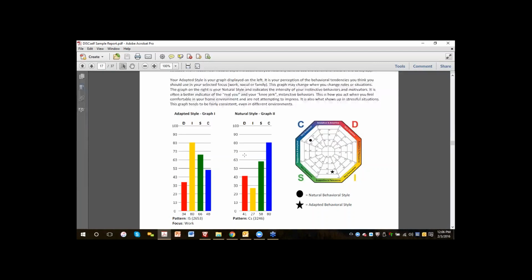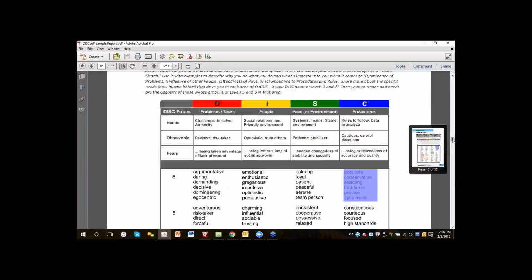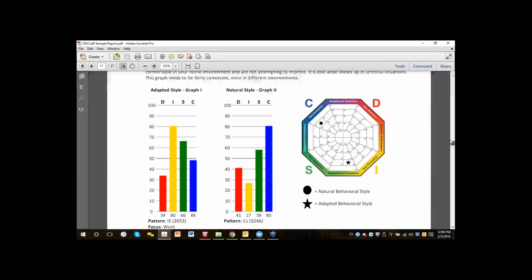So let's talk a little bit about the pattern down here. Do you see these 4 numbers here? Well, actually, it's 4 digits, but it's a single number. Under natural, the number is 3246, and for the adapted, it's 2653. These are the segments in this graph. So a 6 means the C is all the way up here. The D is a 3, the I is a 2, the S is a 4, the C is a 6. And you can see this.